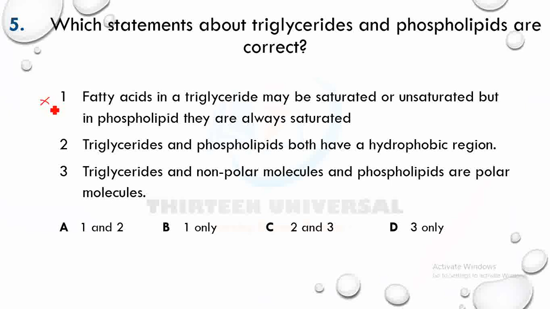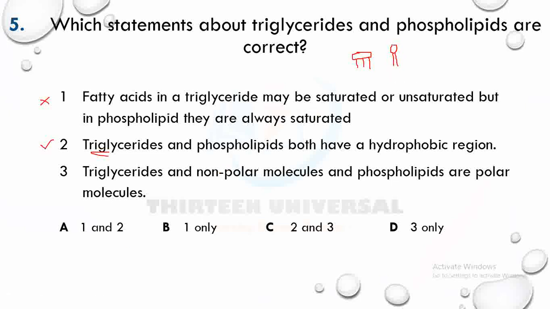Number 2 says triglycerides and phospholipids both have a hydrophobic region. Yes, both of them have a hydrophobic region. That's the fatty acid part of them, the fatty acid tail. Number 3, guys, if this is a triglyceride, just to sketch it, triglyceride means 3 fatty acids. This is the first, second, and this is the third. Now this is a phospholipid, and it has 2 tails.